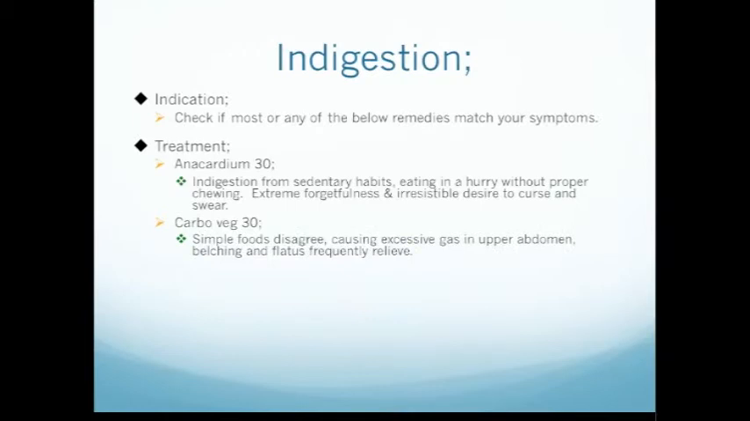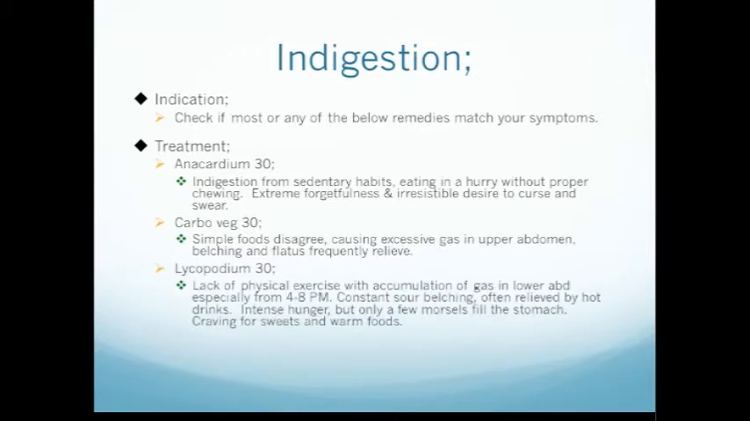Carbo veg 30 for when simple foods disagree, causing excessive gas in the upper abdomen. Belching and flatus frequently will relieve this. Lycopodium 30, lack of physical exercise with accumulation of gas in the lower abdomen, especially from 4 to 8 p.m., constant sour belching, often relieved by hot drinks, with intense hunger, but yet only a few morsels will fill the stomach. There may be a craving for sweets and warm foods.